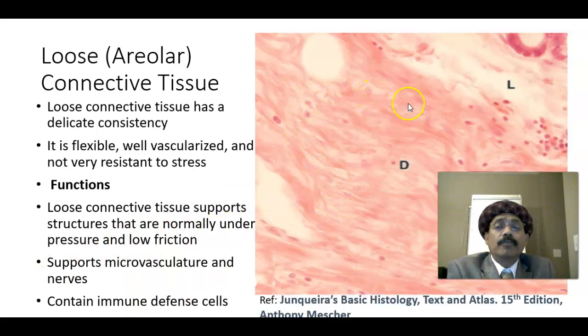The functions of the connective tissue are to support other structures which are under pressure and have low friction, and to support the microvasculature and nerves, and it contains immune defense cells, like some lymphocytes and the plasma cells. Those are associated with the defense of the body, and it also contains eosinophils and macrophages. Those are very essential in inflammatory response and also for the immune mechanism.